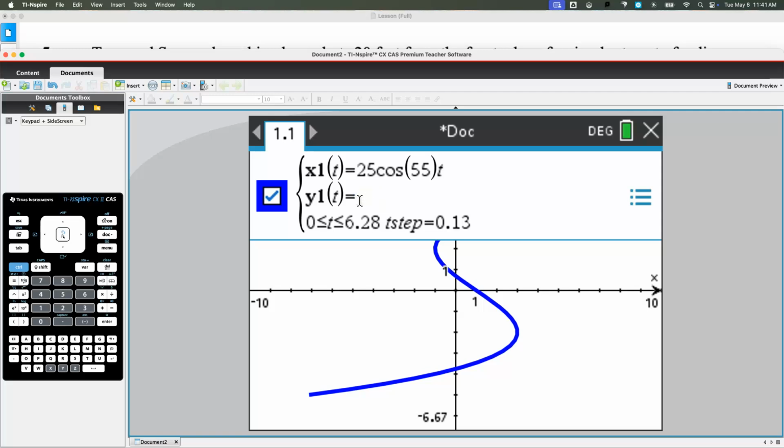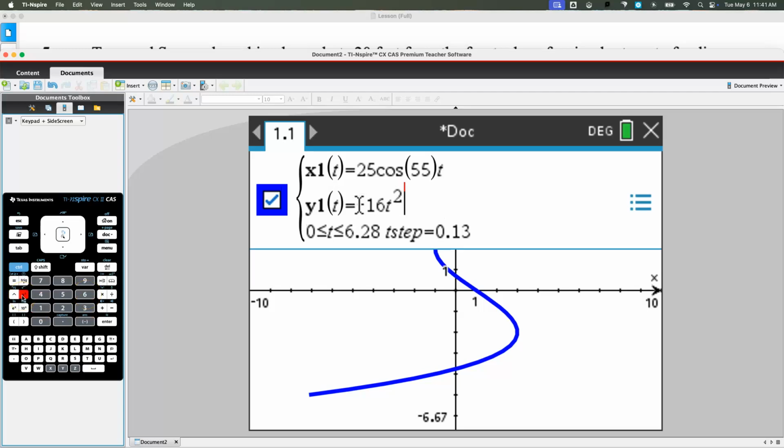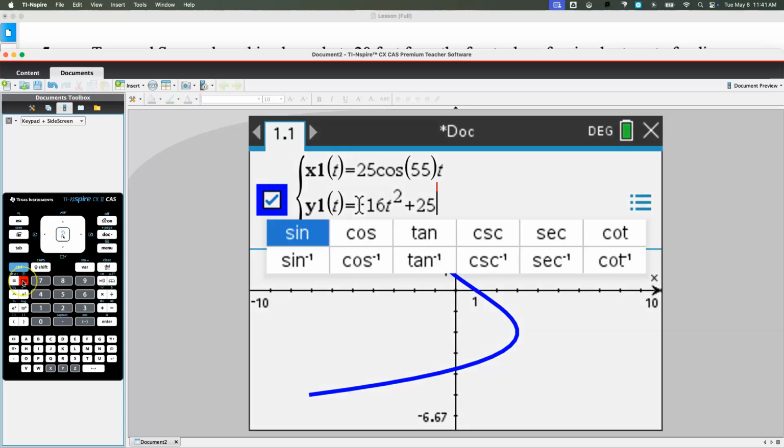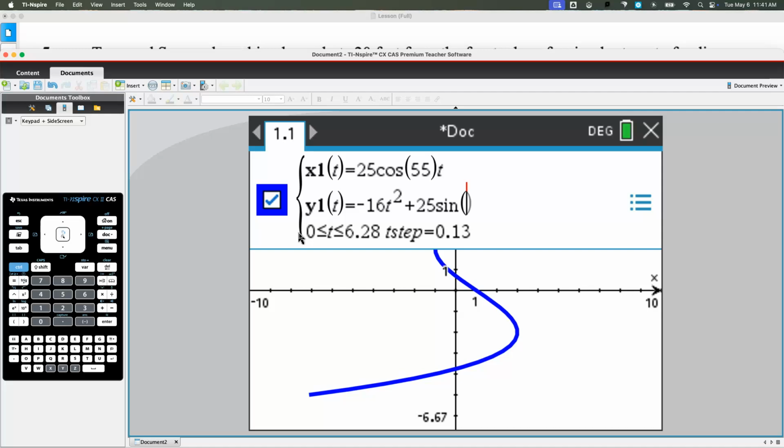Then, negative 16t squared plus 25 sine of 55 t, then plus 4.